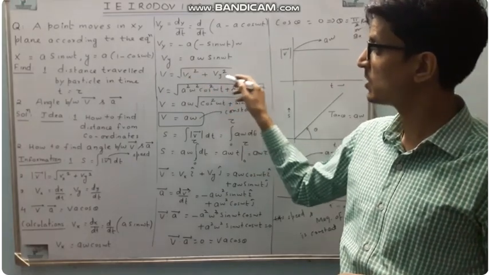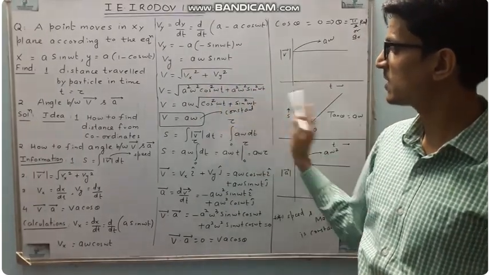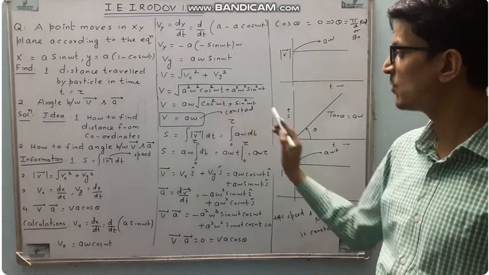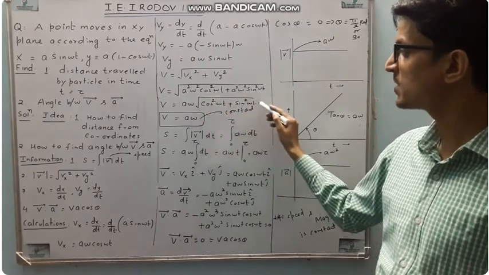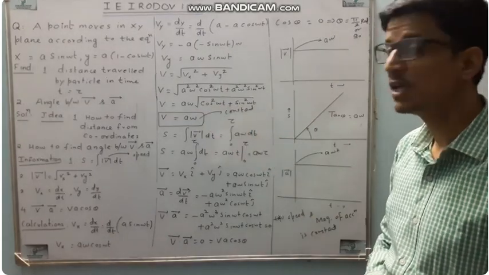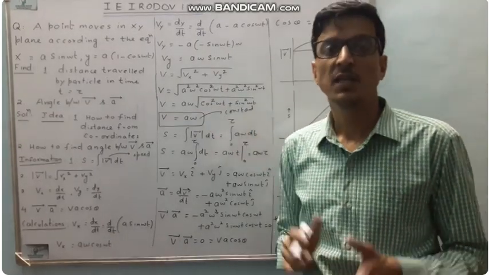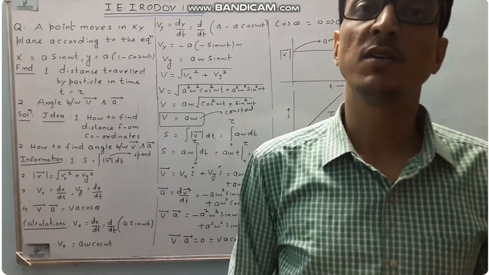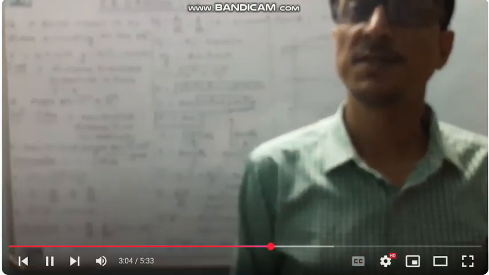Now speed is root under vx square plus vy square. After the values, we have v is equal to a omega, because cos square omega t plus sin square omega t is 1. So we have v is equal to a omega, which is constant. That means speed of the particle is constant.